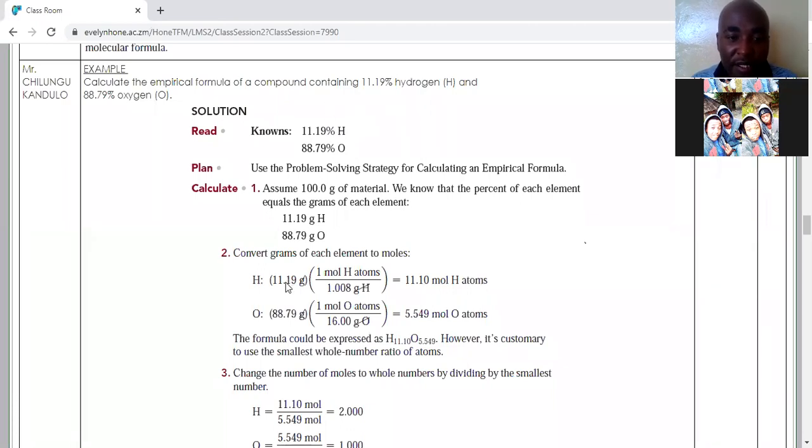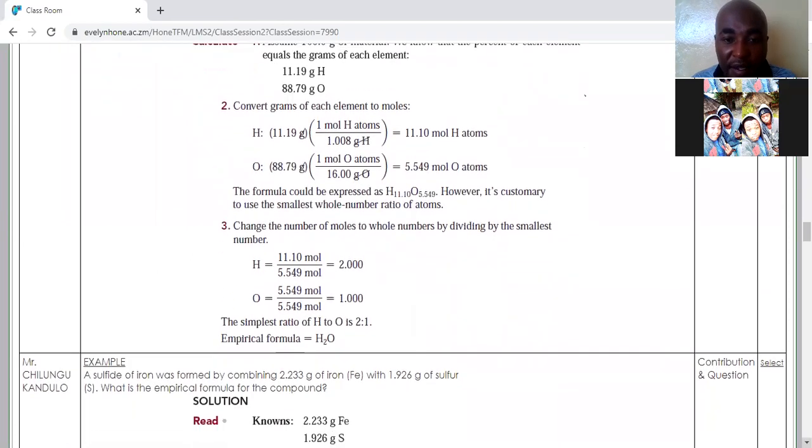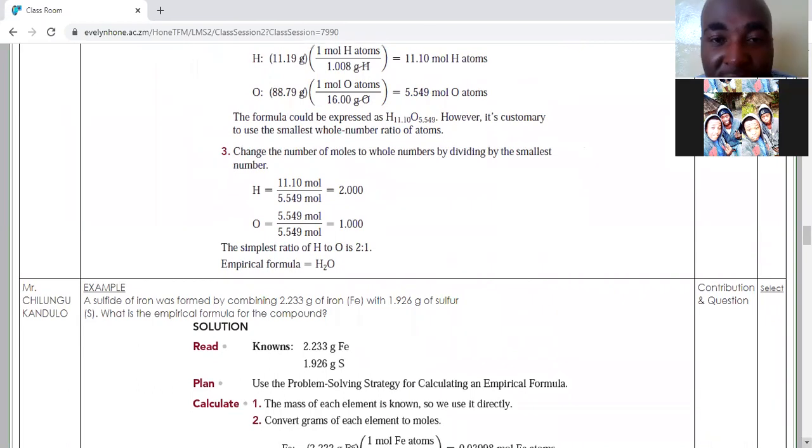So you say, what is 11.19 divided by the molar mass for hydrogen? It's 1.008. So it's 11.1. Then the other one is 88.79, you divide over 16. It gives you this one. Then you look at which one is smaller. You will see that 5.549 is smaller. You divide it throughout by itself and the other one. So the simplest ratio will be 2 to 1, so what you get is H2O.